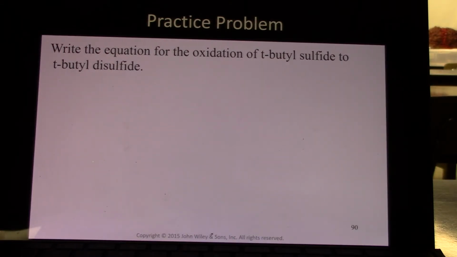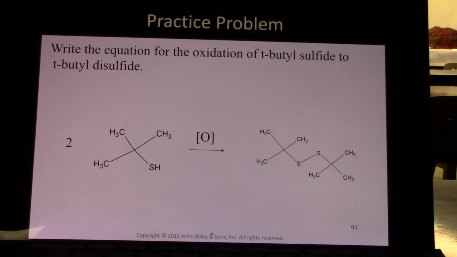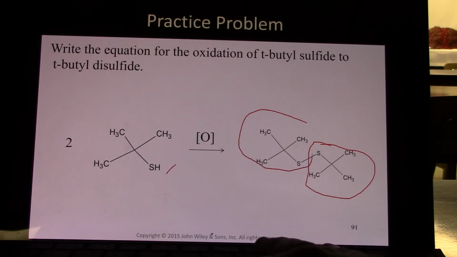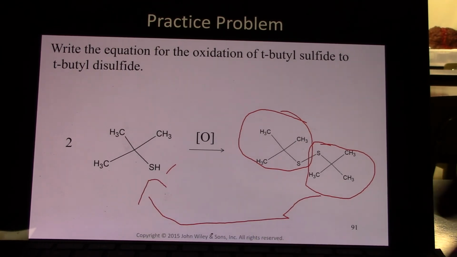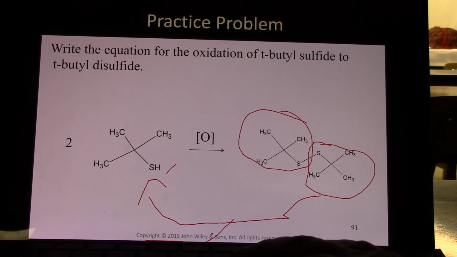So write the equation for the oxidation of t-butyl thiol to t-butyl disulfide. Well, two of these link up, and both sulfurs bind to each other to form a disulfide bridge. And that's how they oxidize them. To reduce them, if you got a reducing agent, you could break them back into two thiols. And that would be reduction. And that is the end of this chapter.